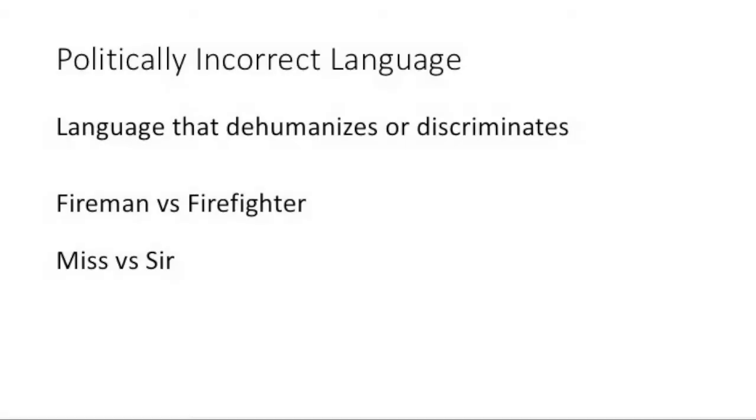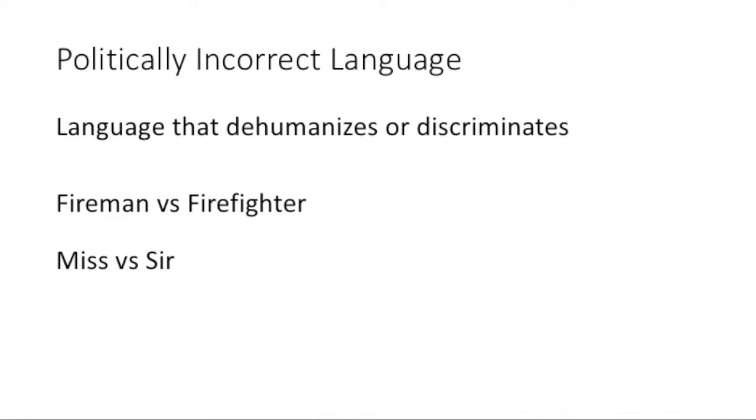The last barrier to effective verbal communication mentioned by the textbook is what is referred to as politically incorrect language, which I would suggest should be understood as language that dehumanizes or discriminates. There are lots of different forms of this. There are several mentioned in the textbook, but just as two examples, language that isn't gender inclusive would be considered a form of politically incorrect language.